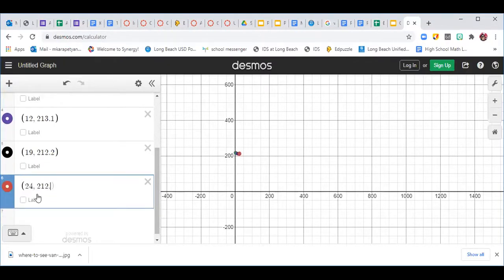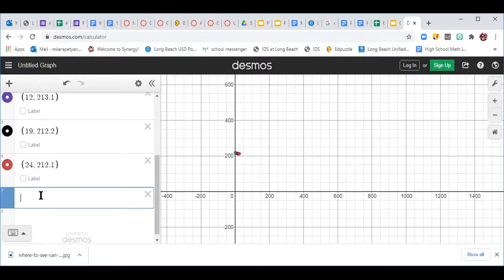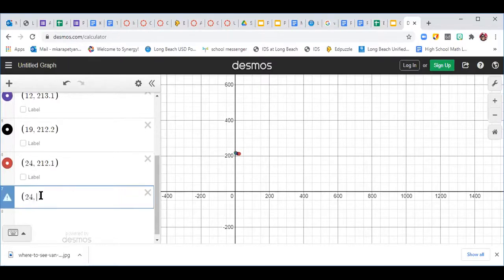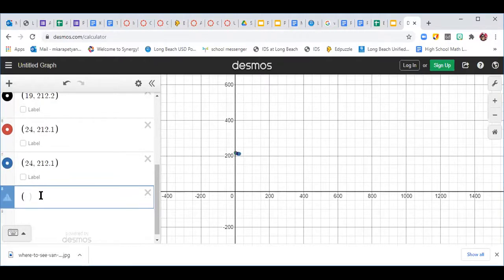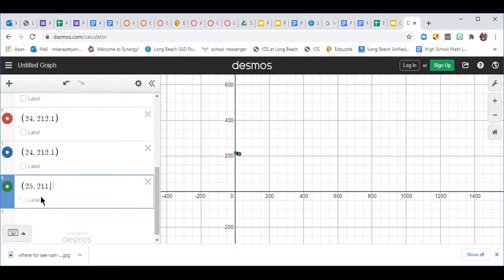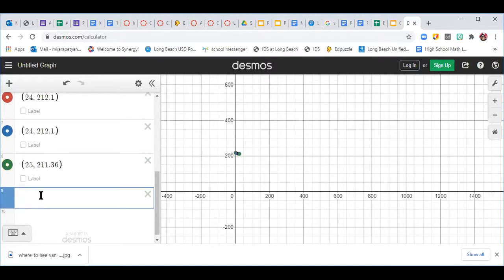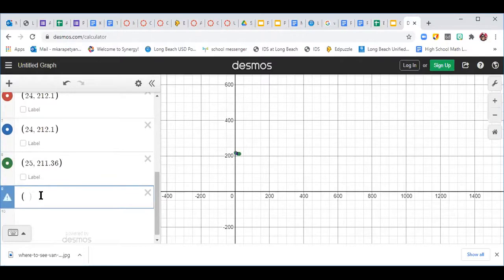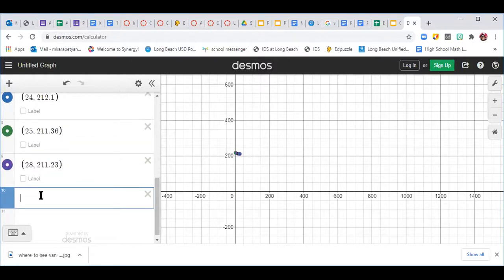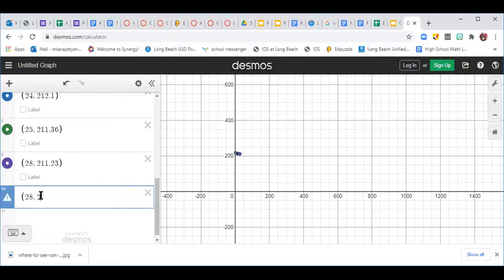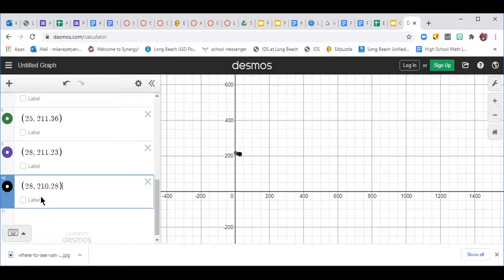Okay. And I have 2 of the same point. Interesting. Okay, and then 25, comma, 211.36. And then I have here 28, comma, 211.23, and then another 28, comma, 210.28. Okay, so here are all of my points.